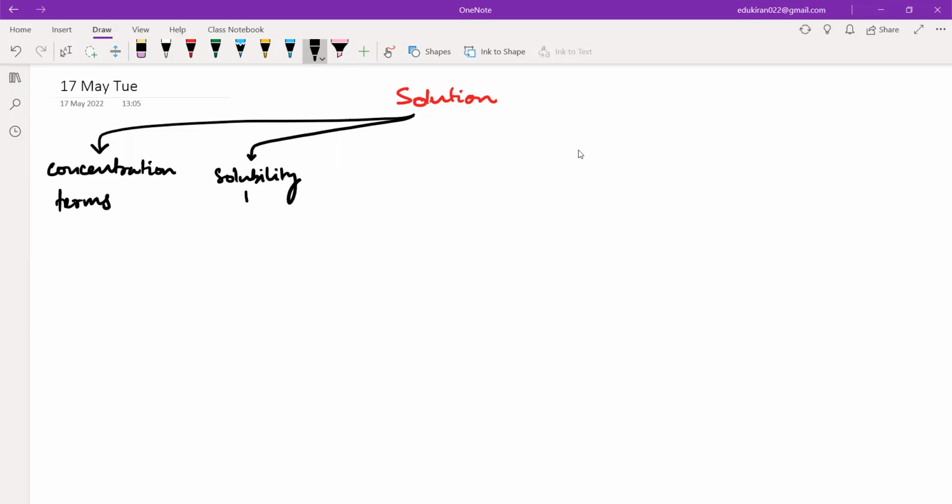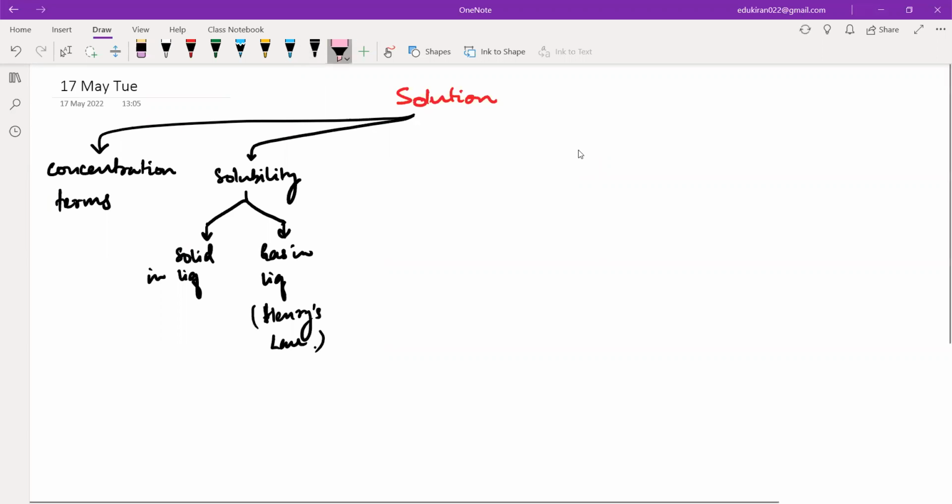So solubility is divided into two parts. Initially, you have solid in liquid, and you have gas in liquid. Now gas in liquid also comes under the heading of Henry's law. Now these two portions are done. Concentration terms is done in this batch. Solubility is also done in this batch.